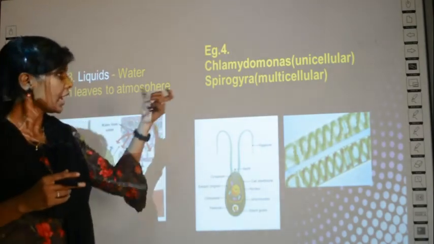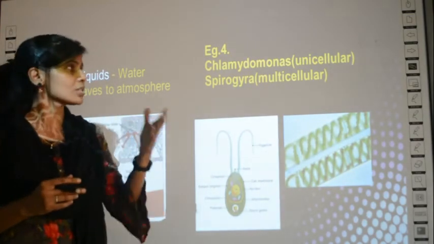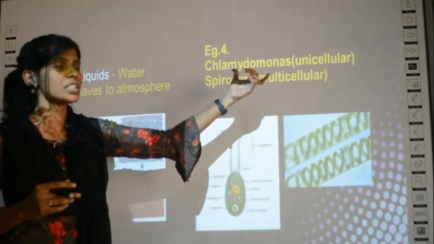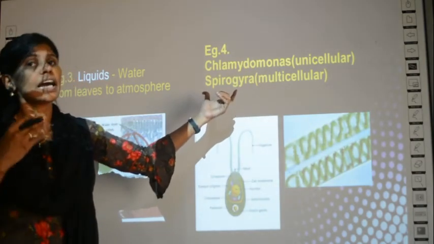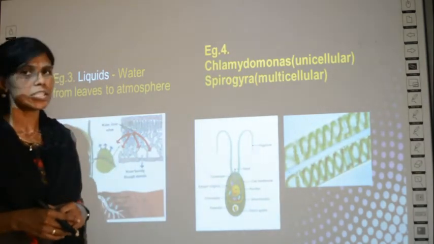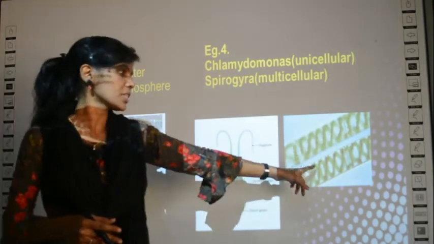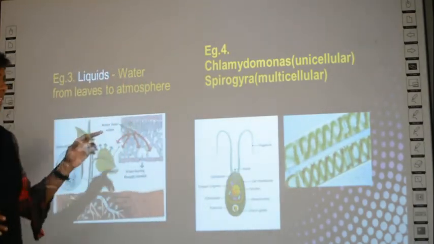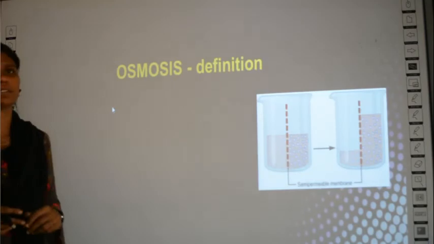And the fourth example, diffusion also happens in Chlamydomonas, which is a unicellular organism, and Spirogyra, which is a multicellular organism. This is Chlamydomonas and this is Spirogyra. So these are examples of diffusion.